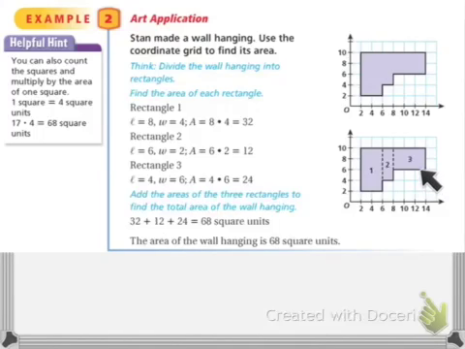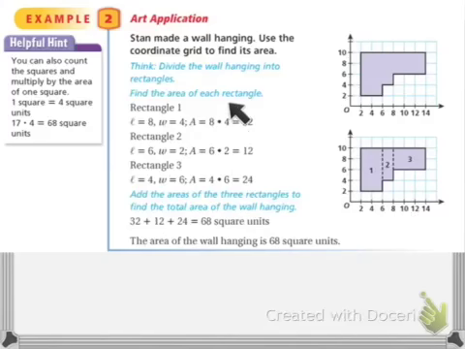Now, it depends on your grid. The reason why I'm counting by 2s, saying 2, 4, 6, is because it's in increments of 2. So from 8 to 10, that's 2 units. From 10 to 12, that's 2 units, etc. That's why I'm counting by 2s.